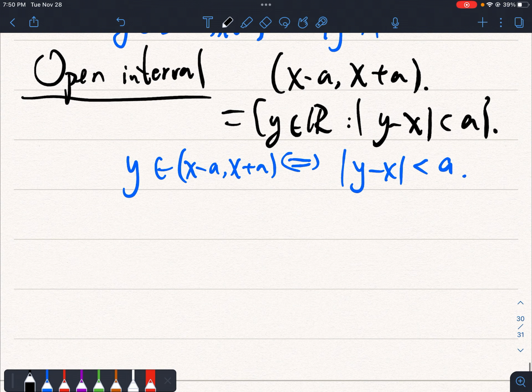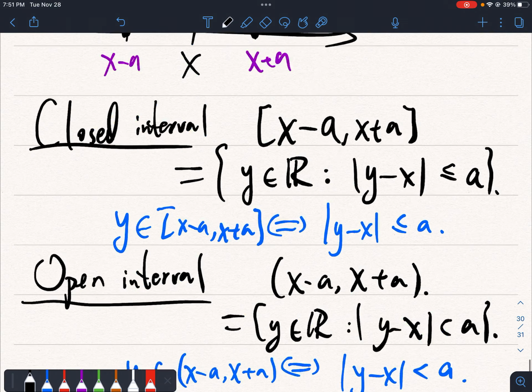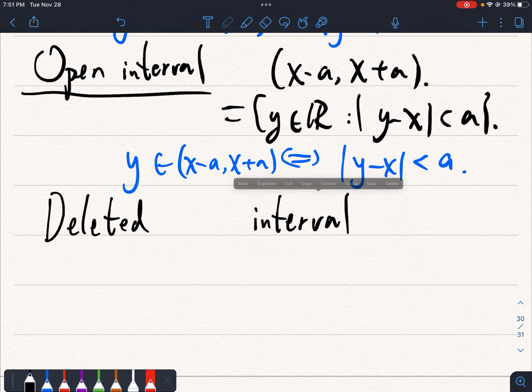And sometimes we are interested in the, let's say, the deleted interval, or it's also called deleted neighborhood. So let's just, for now, call it a deleted interval. It can be either we delete from a closed interval or from an open interval, but in most cases we delete the x itself from the open interval, okay? So you can call it the deleted open interval.